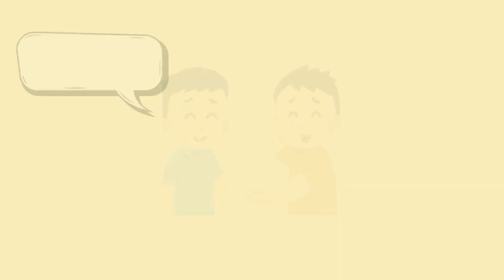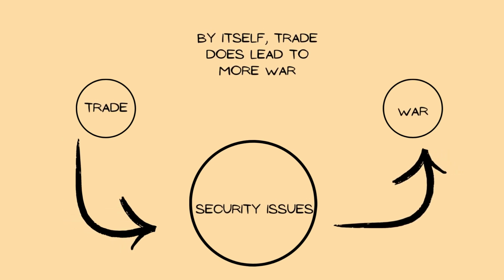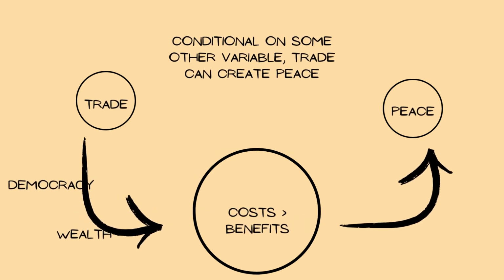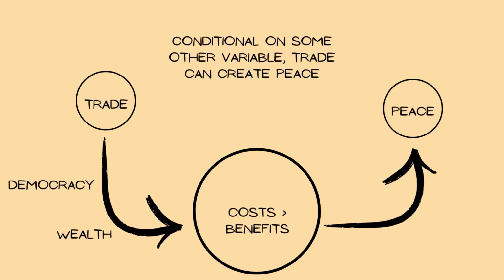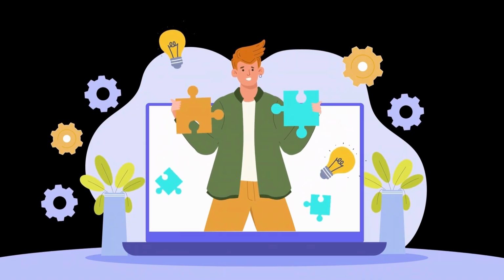So it seems that both the commercial liberals and realists are correct. By itself, trade does create security issues which lead to war. But conditional on some other variable, such as the trading partner's wealth or its democratic level, trade can have a pacifying effect. But even these results have a non-trivial problem.